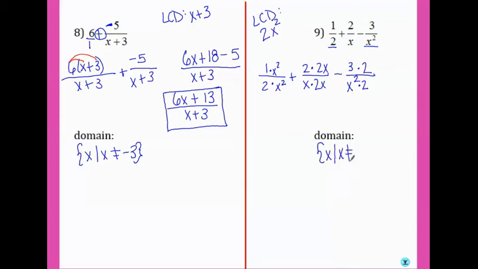Don't forget to write your domain here because it has an x squared. x cannot equal 0. And then simplify all your numerators. x squared plus 4x minus 6 all over 2x squared. The numerator again can't be factored, so we're done.